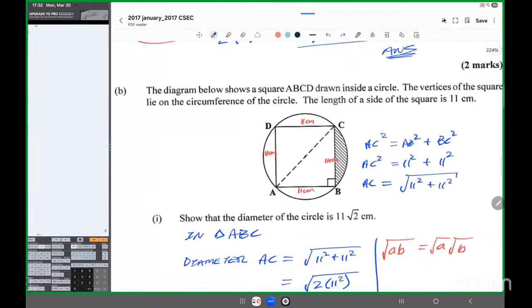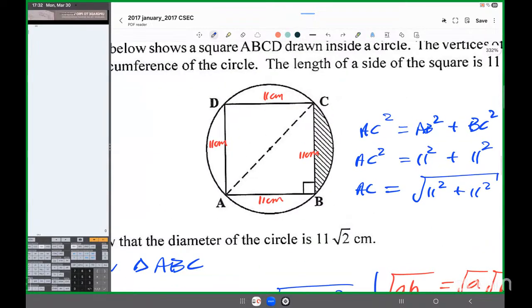Look at it. How would we get the area? We know the whole area of the circle. We also know the area of the square inside here. How can we get the area shaded over here? Use what we have: the area of the whole circle and the area of the square. We subtract the area of the square from the area of the circle.